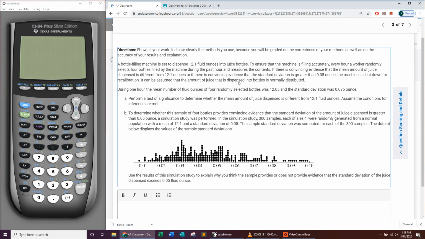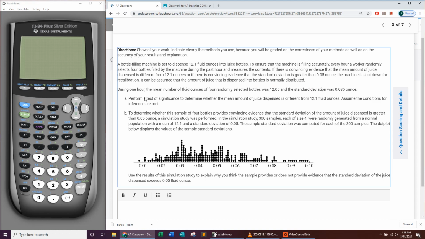shut down for recalibration. It can be assumed that the amount of juice dispensed in the bottles is normally distributed, which is great. We don't have to check our central limit theorem or anything for that. All right, so we have a sample. During 1 hour, the mean number of fluid ounces of 4 randomly selected bottles was 12.05, and the standard deviation was 0.085 ounces. So there's our sample we're going to be working with.